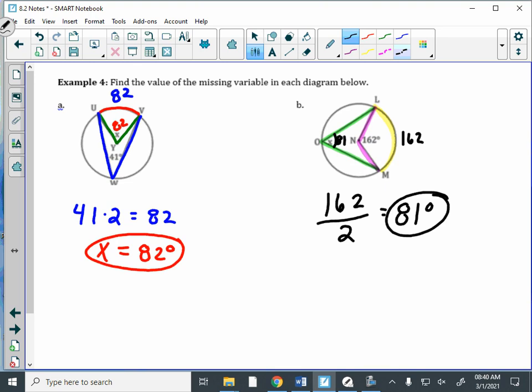So shortcut, if an inscribed angle and a central angle share the same arc, the inscribed angle is always half the central, or the central is always double the inscribed. So if you don't remember that, just do what we did here and you'll get the right answer.